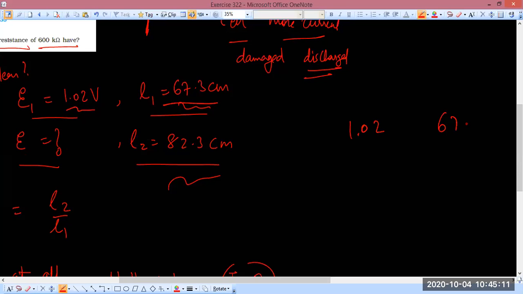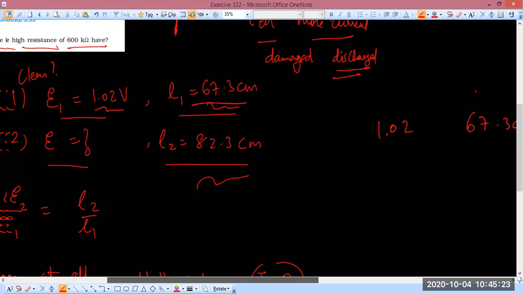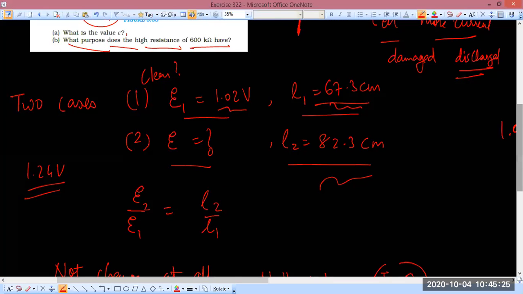Yes, Avinash, that's right. So for 1.02 volt, we are getting a length of 67.3 centimeter, right? Okay, and let's say that this wire was 1 meter long. I asked how long it is? Otherwise, we'll just assume.